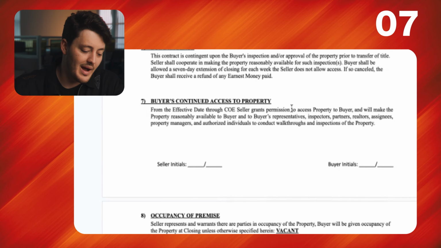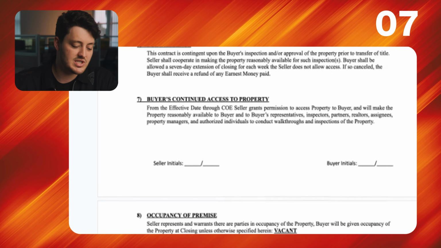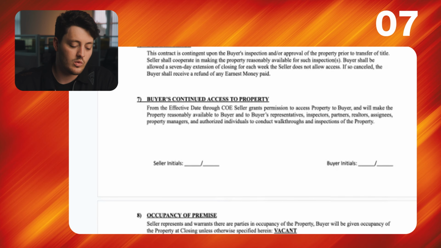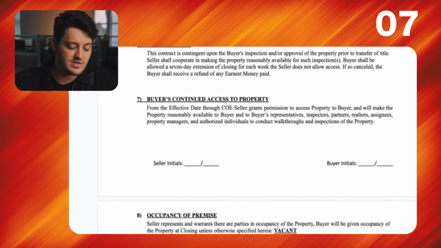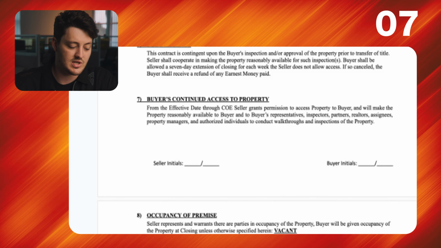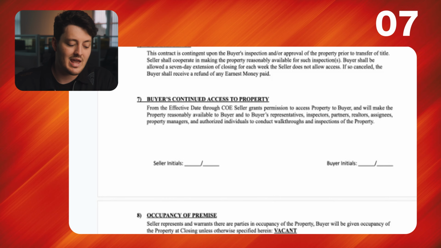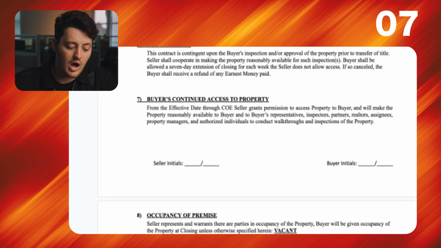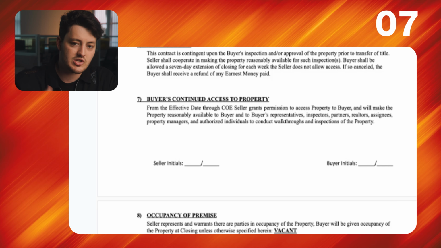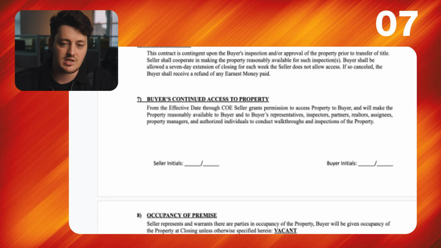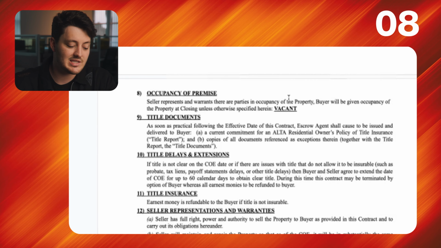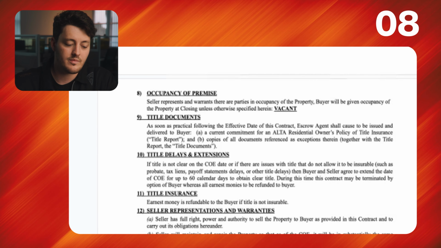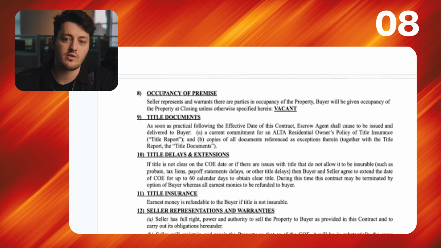Number 7 goes over buyer continued access to the property. This just states that the buyer will receive reasonable access to the property, and our representatives, inspectors, partners, realtors, assignees, property managers, and anybody else we authorize to do walkthroughs or inspections on the property. This just makes sure that if the seller doesn't want to let us into the property, we're always allowed in with reasonable notice. Number 8 just states that the property is going to be delivered vacant and no one will be living in the home after the close of escrow.